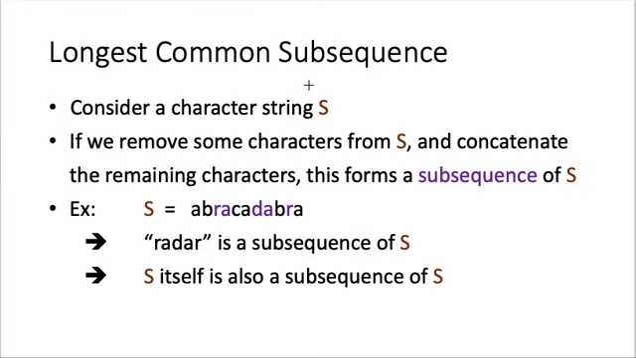Okay, so first of all, let us consider a character string. Let's call it S. Now, if we remove some of the characters from S, but concatenate the remaining characters, then we will have a subsequence of S. So for instance, let's say S is abracadabra. So let's say this S is a long string like this.